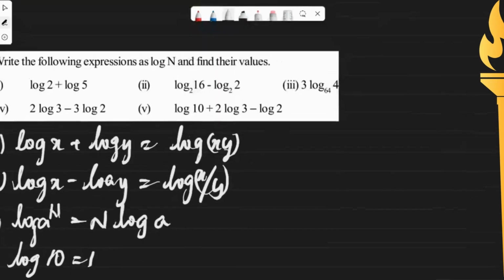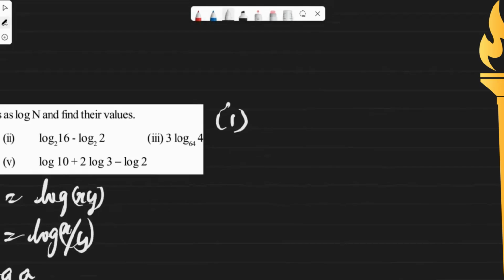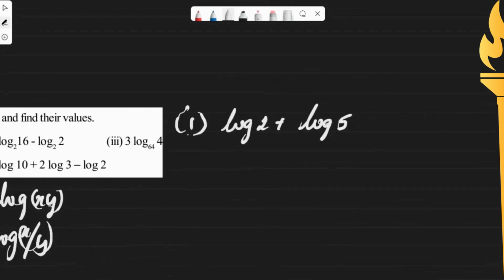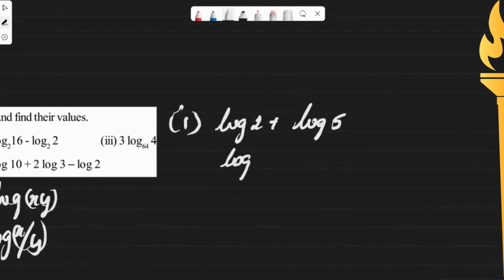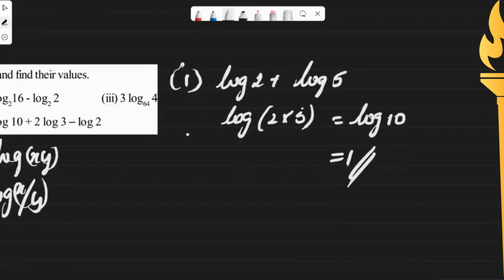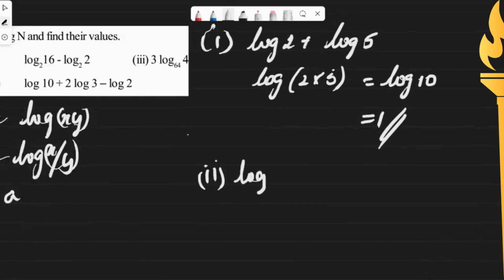So let's have the first question. The first one is log 2 plus log 5. So first we have the first formula, log x plus log y is log x into y. So log 2 plus log 5 will be log 2 into 5, which is log 10, which is equal to 1.